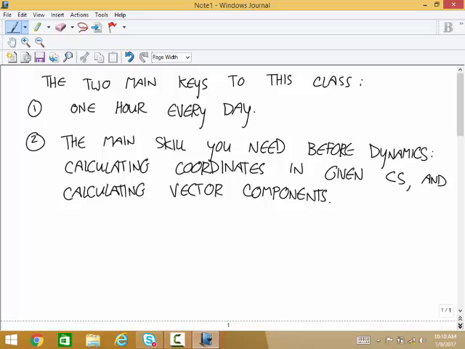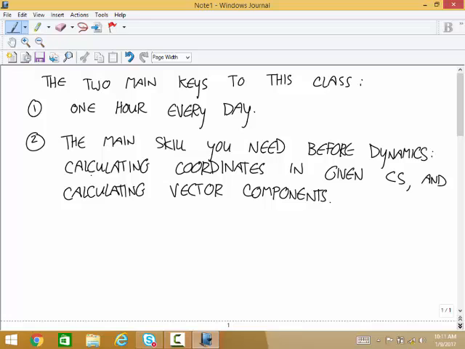And the first set of problems that I'm going to give you is going to be problems where in 2D and 3D you're just calculating vector components, calculating coordinates. If you're smooth with this, the other concepts seem to come a lot faster. If you're not smooth with this, I've seen a lot of people who feel like they're struggling with dynamics where really they're just having trouble with this stepping stone you need before you can do dynamics.